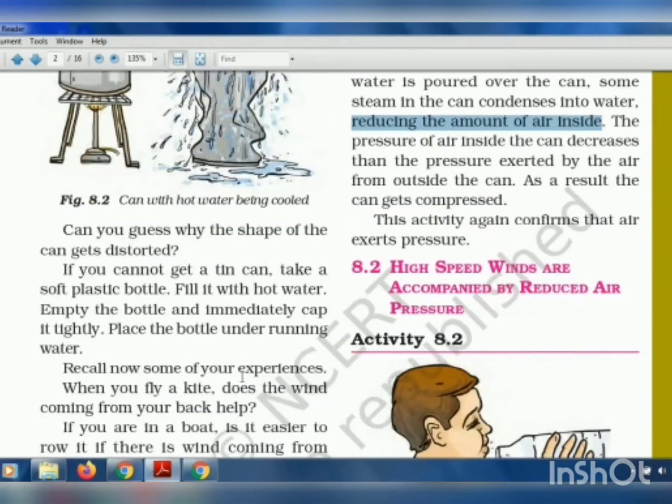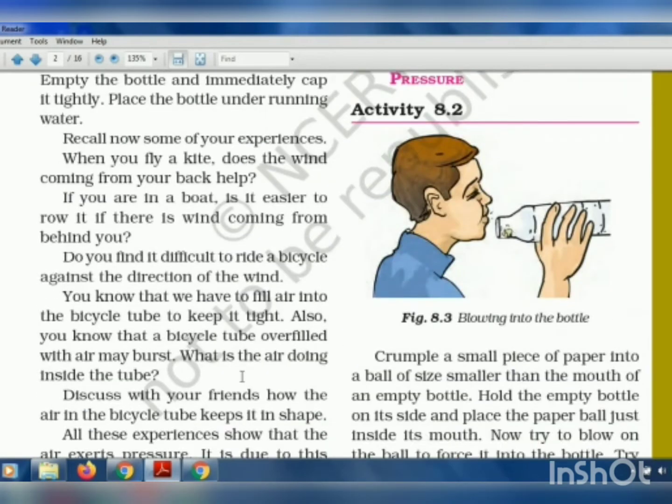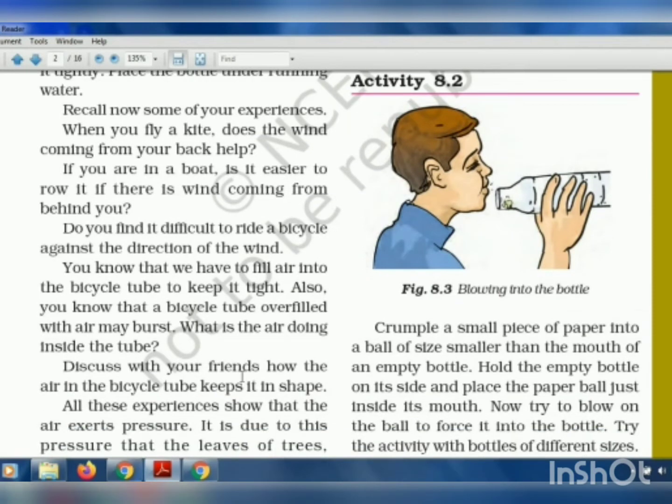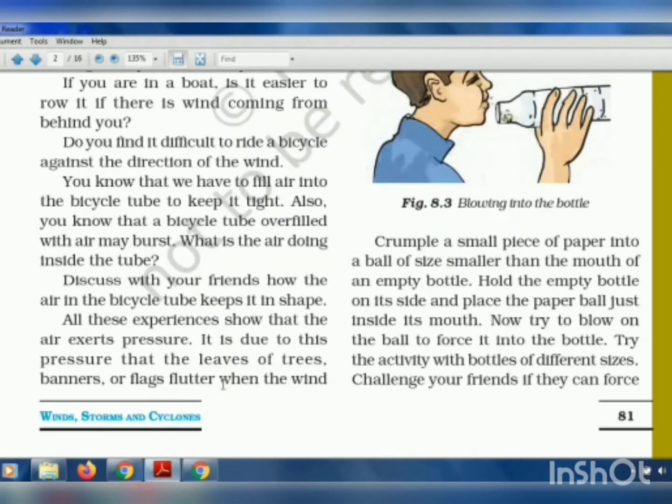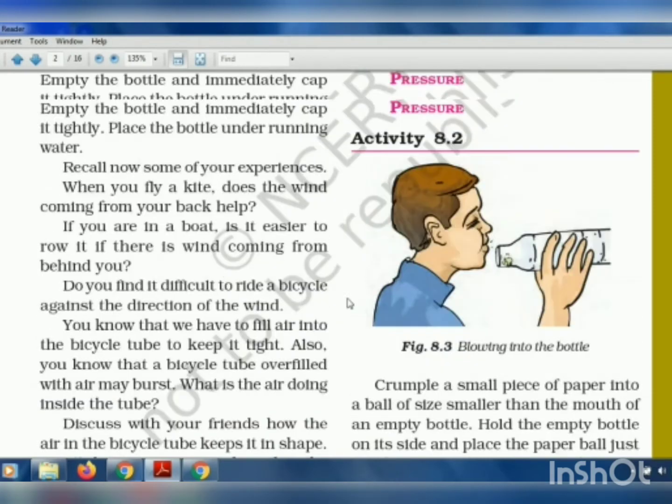Okay, similarly, when you ride a bicycle, if the wind is flowing in the opposite direction, what happens? You cannot move in front because the wind is pushing you back. This all happens because air also exerts some force, or some pressure, on objects.